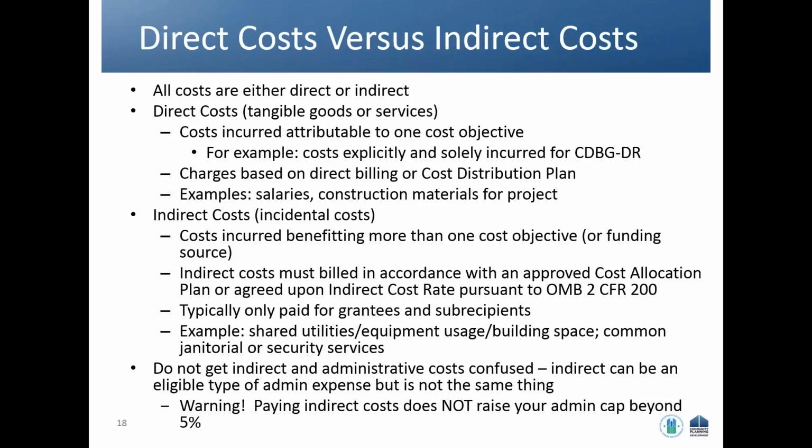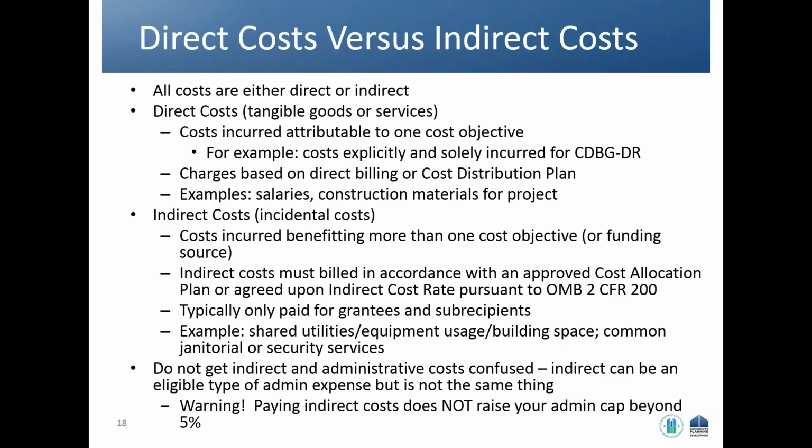Now, one of the things we've had a lot of questions about in the past is, if I do get an approved indirect cost allocation plan, does that somehow raise my admin budget? Right? We said admin was 5% of your grant award and program income, and the answer is no. So if you want to be able to pay for your indirect costs, and assuming that those indirect costs are typically admin kinds of expenses, although they could be projects, but typically they're admin, and if you're going to charge that proportion back to your admin budget, that has to fit within your 5% admin allocation. It does not raise 5% by any means.